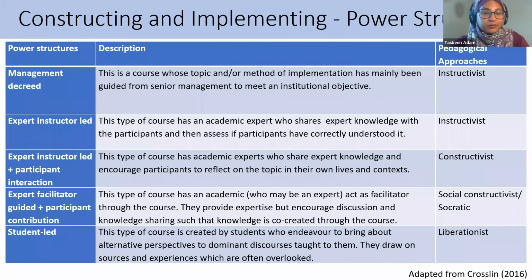Now, I'm kind of rushing to jump to this section, which is about creating and implementing a MOOC. So here are different power structures that have come up in the different courses that I reviewed, in terms of how a course was conceptualized and decided. So in some cases, you have a management decreed course, which is someone at the top, maybe the dean, has decided there's a specific thing that needs to be done and we need to have a course on this. And then that way it can be somehow top-down led.